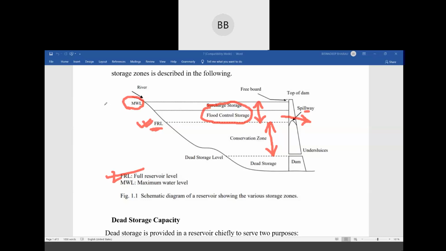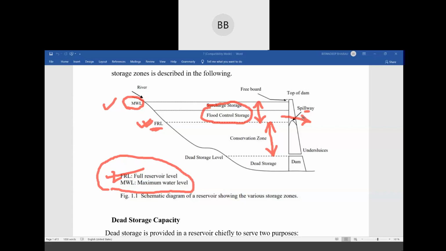And your MWL is nothing but your maximum water level. Beyond this point, your dam cannot hold water beyond your maximum water level. So we always avoid reaching the maximum water level. That's what we always avoid. So if it is beyond that FRL, we spill the water through the spillway.